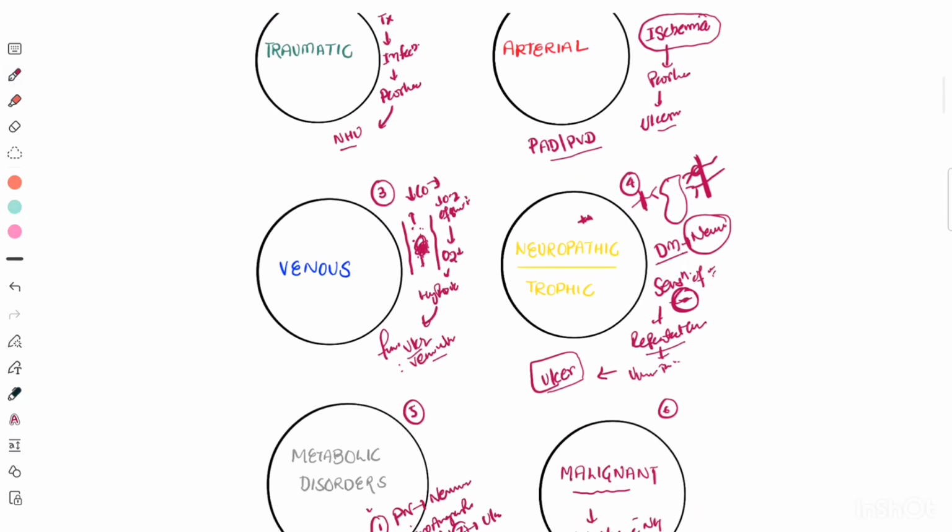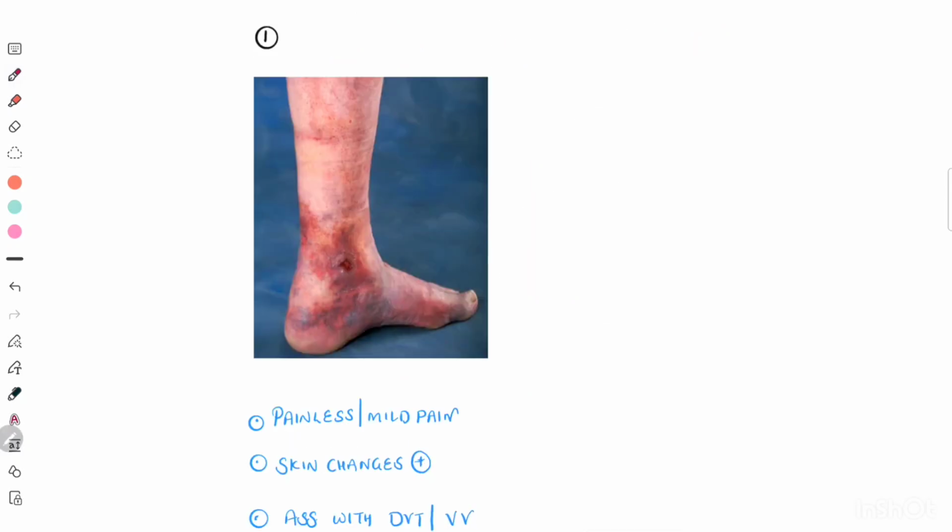We are going to discuss in detail one by one in the upcoming slides. So first of all, we are going to discuss this type of ulcer which presents in lower limb here around the medial malleolus, and this area, if you know, has a name which is known as Gaiter's area.